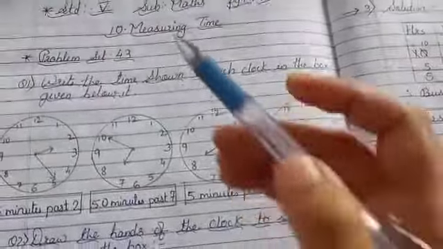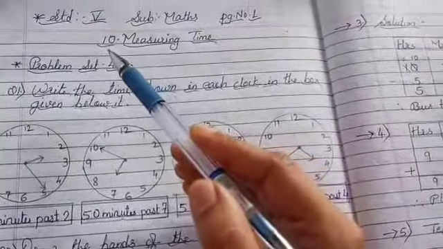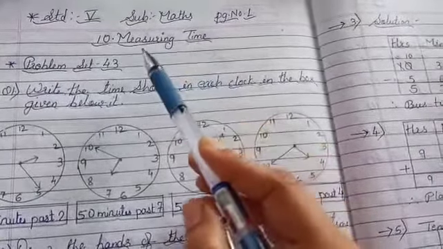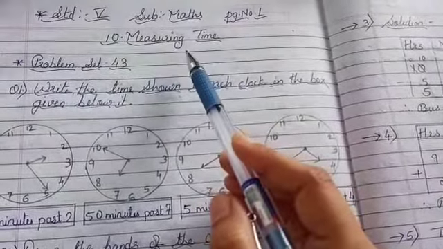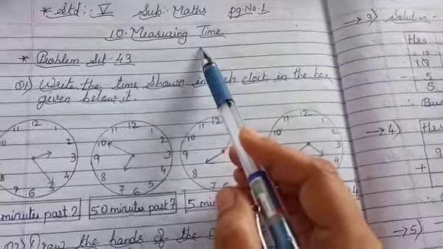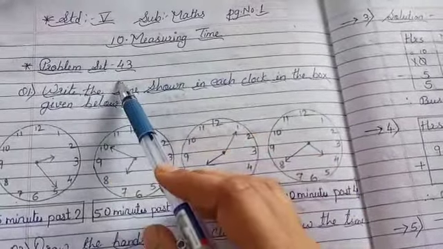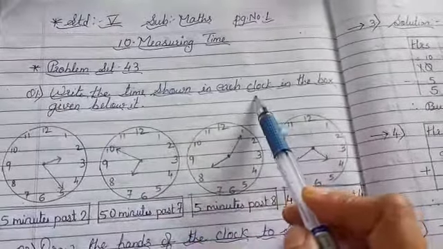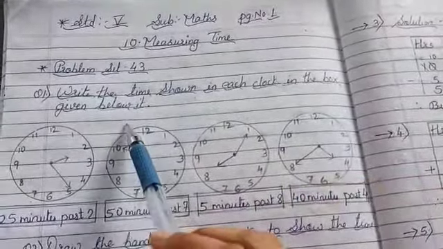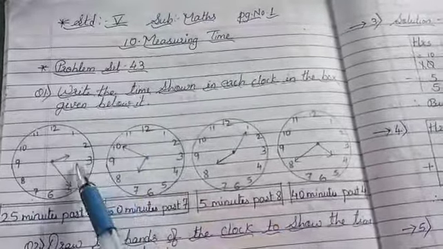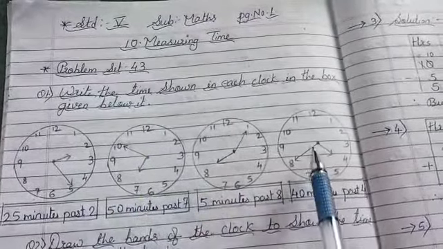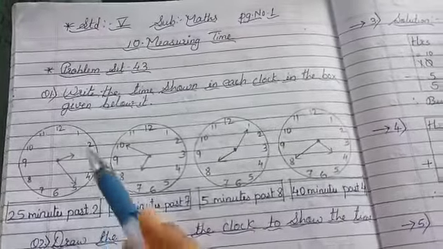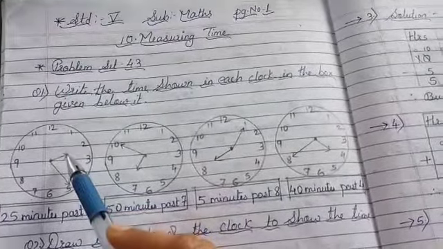Hello students, today we are going to see standard 5th subject maths, chapter number 10, measuring time. Problem set 43. Write the time shown in each clock in the box given below it. That means the clock diagram is drawn and you have to write the solution. So let's see the time.